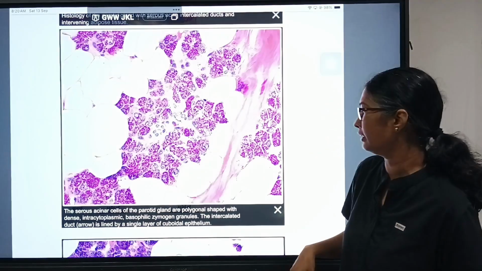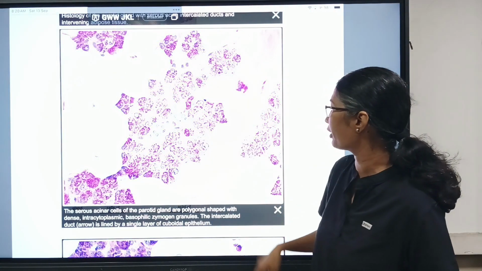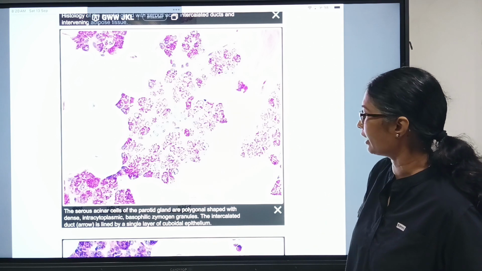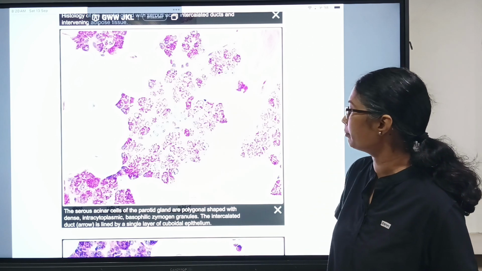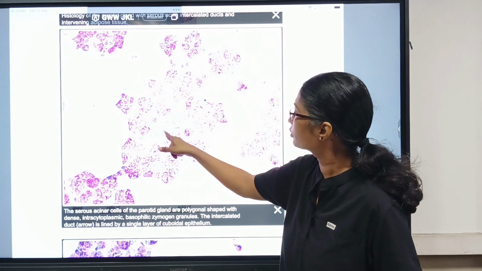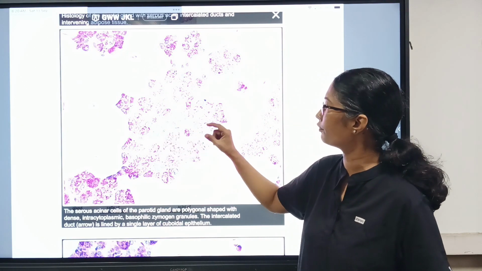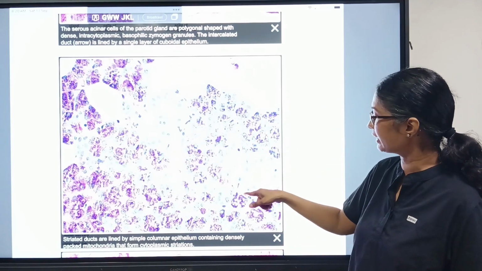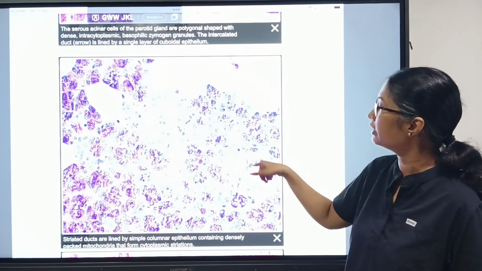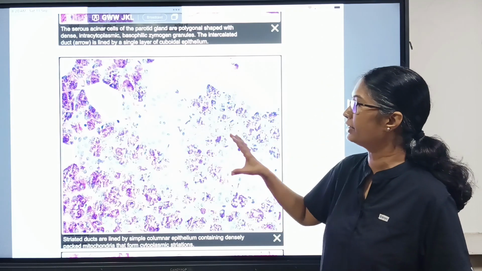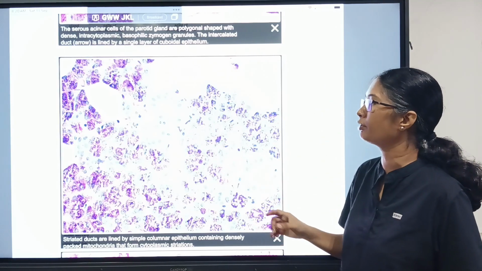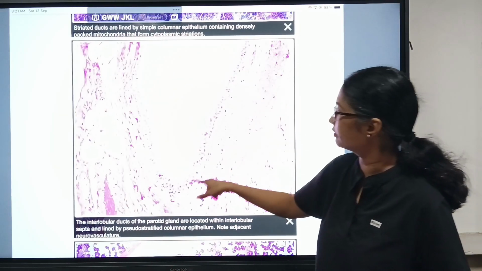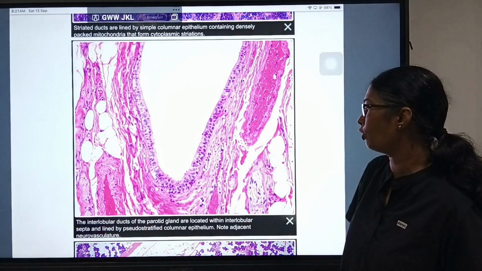And here we can see the serous acinar cells of the parotid gland, which are polygonal in shape with dense intracytoplasmic basophilic zymogen granules, and the intercalated duct is lined by a single layer of cuboidal epithelium. So this is the intercalated duct with a single layer of cuboidal epithelium. And when we see the striated ducts, we can see the small striations in the ducts, which are the feature of the striated duct, which differentiate it from the intercalated ducts. And this one is the main duct, the interlobular duct.